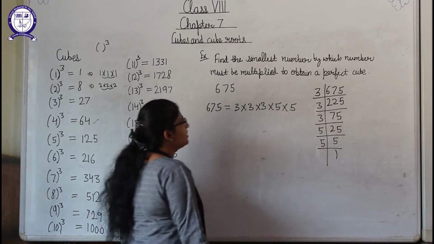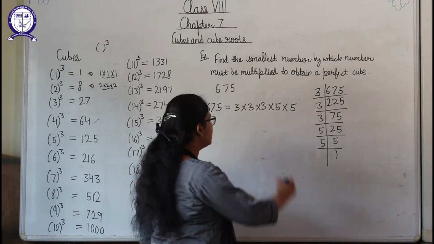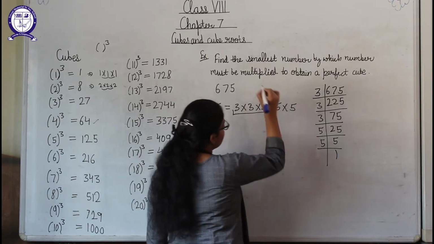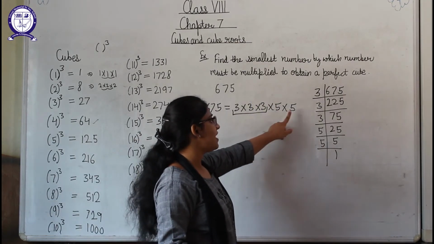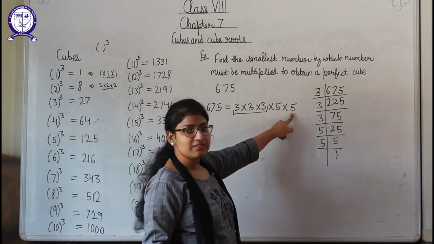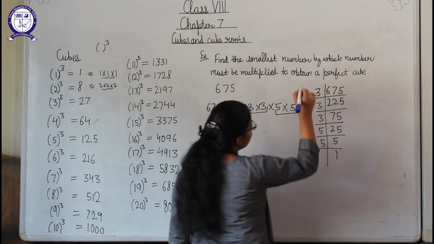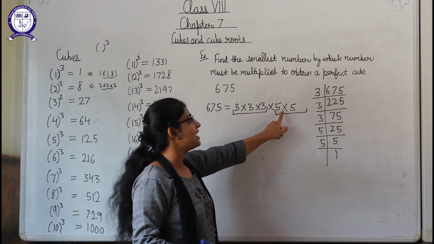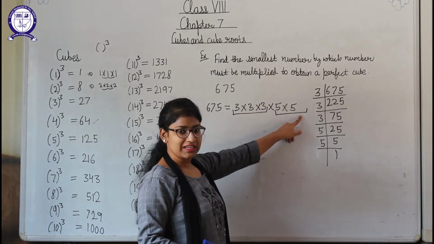And students, you know that to make a perfect cube we have to pair up the numbers in threes. Here 3, 3, 3 occur 3 times, so we can make its group. But here if you see, there are only 2 fives, and to make the group we want 3 fives. So for that we have to multiply by 5, so that it can be a perfect group here.